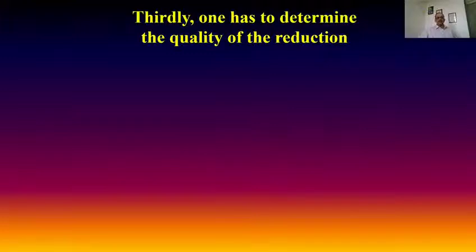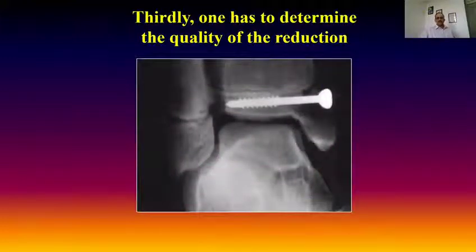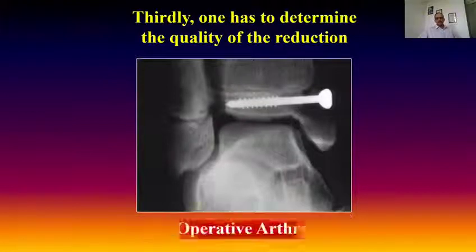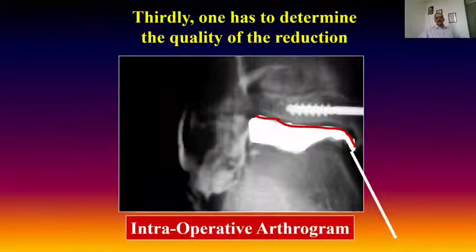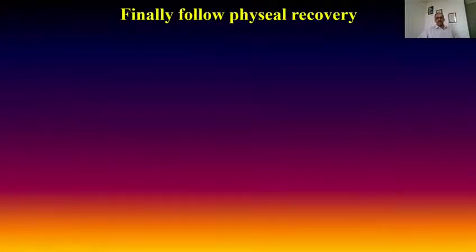The next thing is, what is the quality of your reduction? So after the reduction and stabilization, we need to do an arthrogram. You put a little dye in the ankle and you will see the joint line very well. So establish articular congruity with an intraoperative arthrogram that will tell you that there is no step and your articular congruity has been well maintained.